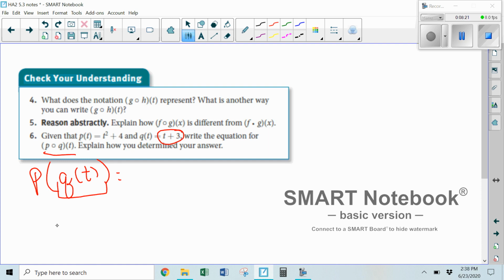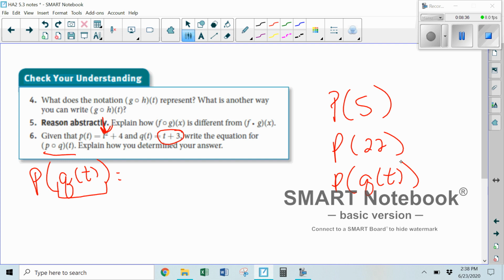So let me go off to the side for a second. If I said find p of 5, what would we do? We would plug 5 in to the p function. If I said p of 22, you would plug 22 in here. If I say p of q of t, what are we plugging in? This function in. Just like we plugged in a number, we're plugging in a function. So we're going to plug something in, square it, and add 4. We're not plugging in 5 or 22, we're plugging in a function, t plus 3. Okay, that's the gist of it.